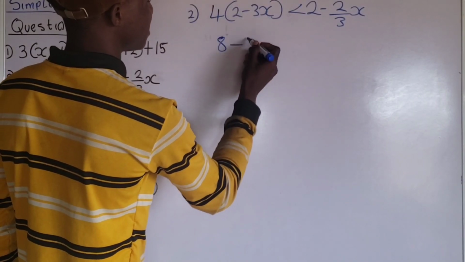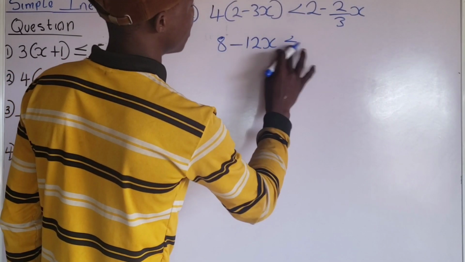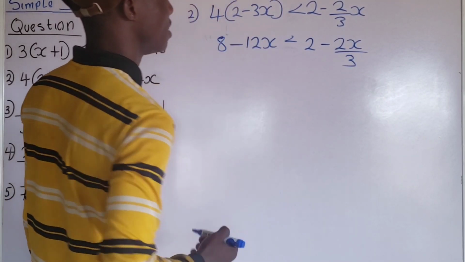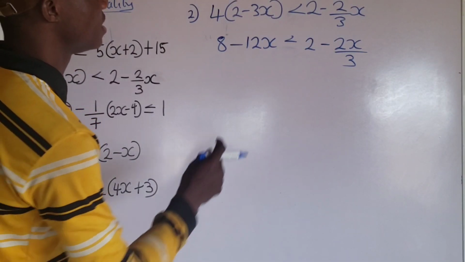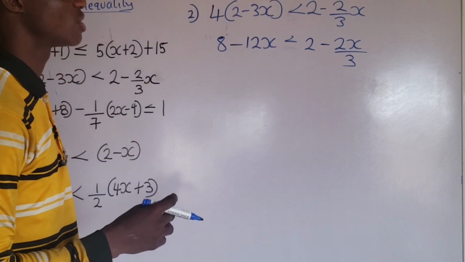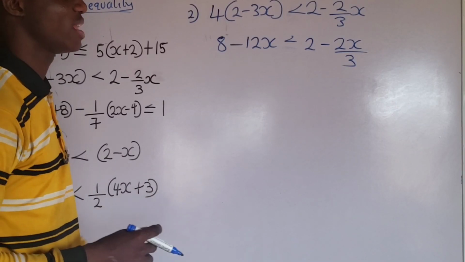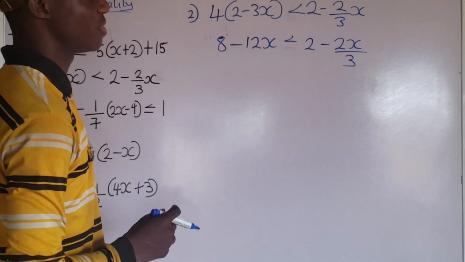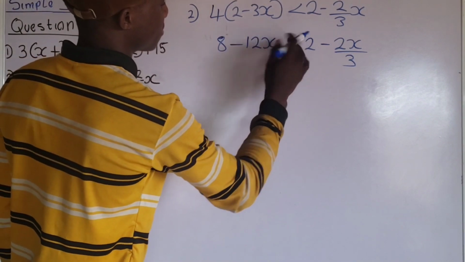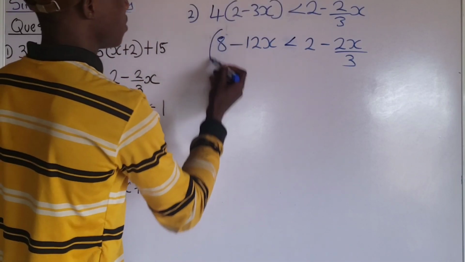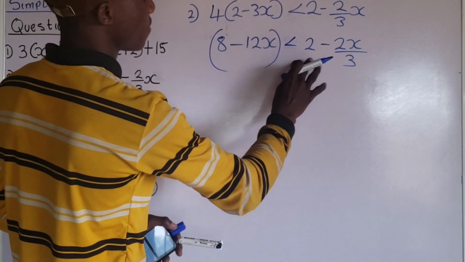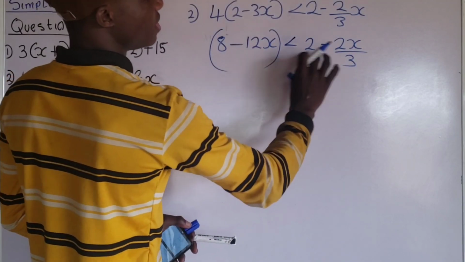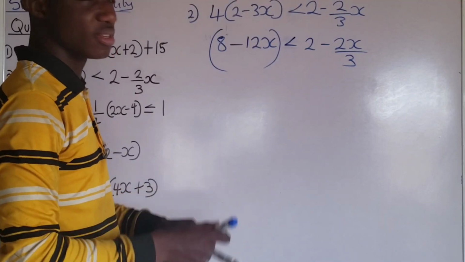4 multiplied by negative 3x, that is negative 12x, less than 2 minus 2x all over 3. Okay, now the next step is that I'm going to multiply all through by the LCM. Okay, you see, I want to eliminate this fraction. Do you understand? So I'm going to multiply all through by the LCM. What is the LCM of both sides? The LCM of this place is 1. The LCM of this and this is 3. Okay, please kindly pay attention.